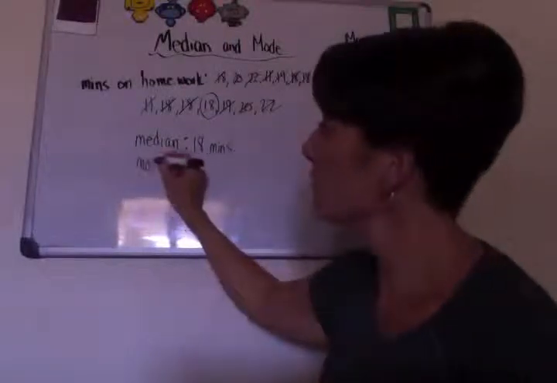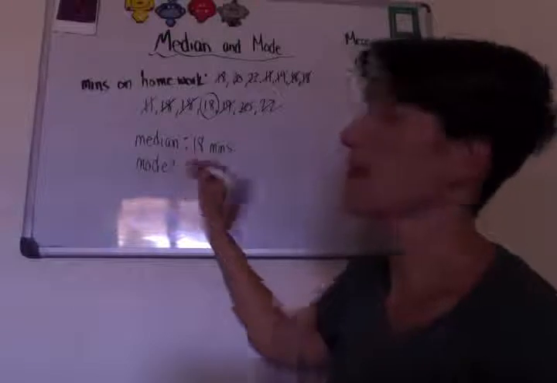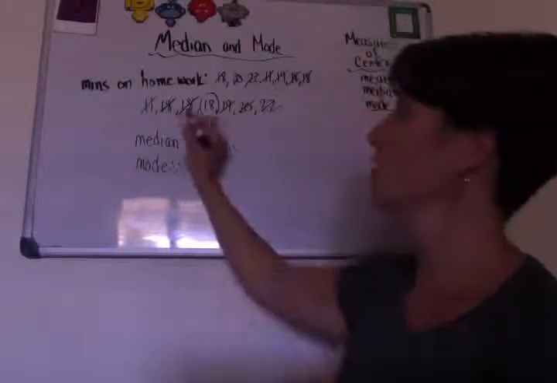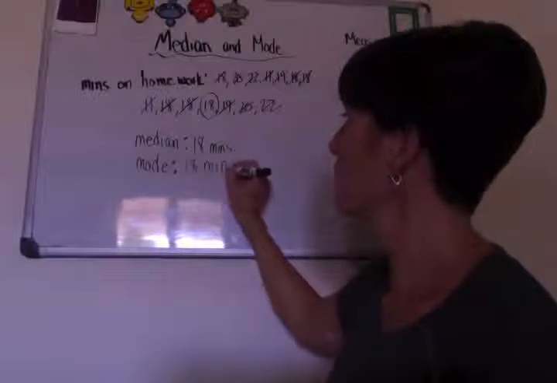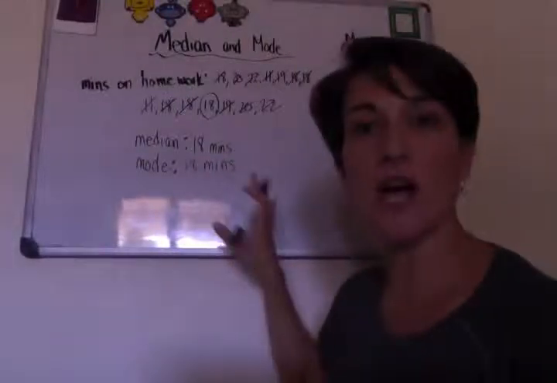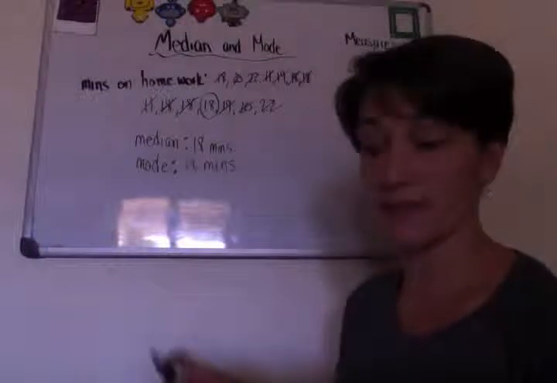My mode is the number that appears the most. 1, 2, 3, three 18s. That will be our mode. So in this case, both our median and our mode are exactly the same.